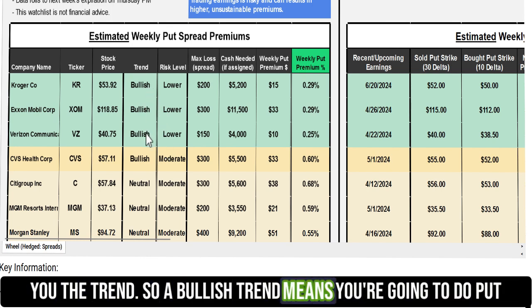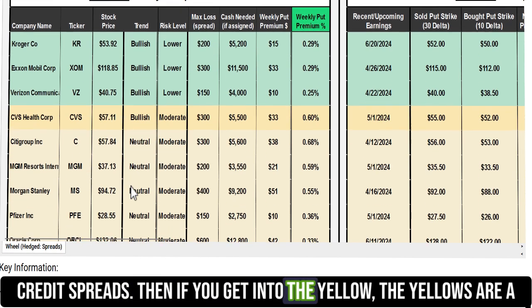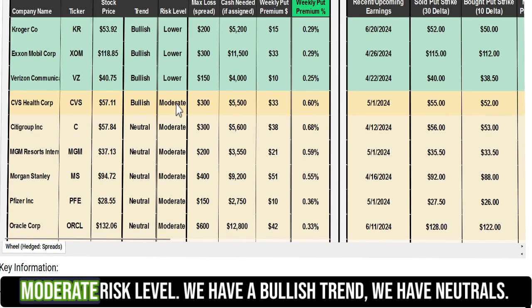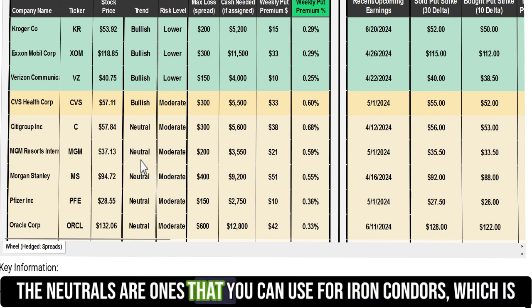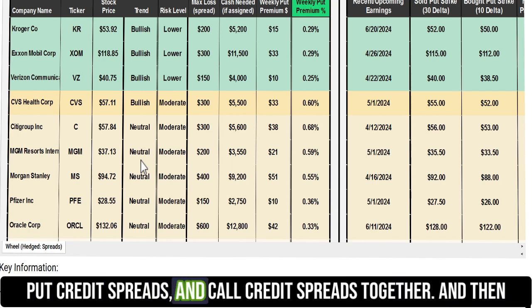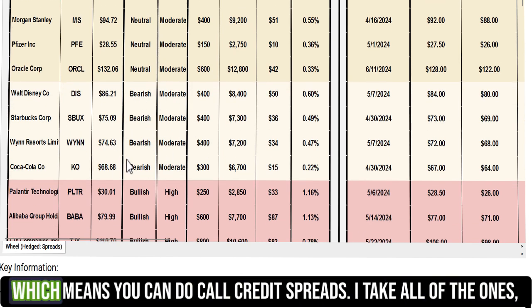So a bullish trend means you're going to do put credit spreads. Then the yellows are a moderate risk level. We have a bullish trend. We have neutrals. The neutrals are ones that you can use for iron condors, which is put credit spreads and call credit spreads together. And then you have some that are still moderate risk, but they're bearish, which means you can do call credit spreads.